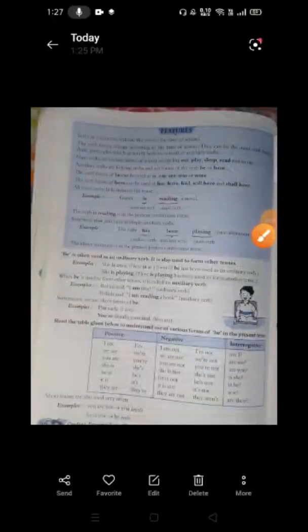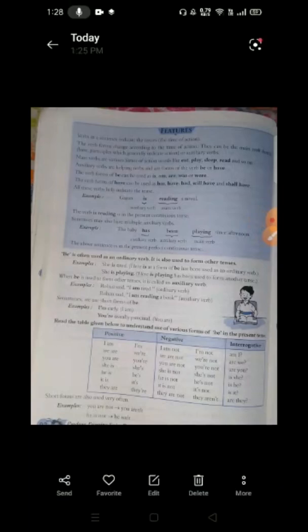Students, as we have started with chapter number 12 in English grammar, that is present tense: simple, continuous, perfect, perfect continuous. As of now we are dealing with the tenses, which are used to denote the time of an action. Page number 91 we have completed, so we'll start with page number 92.